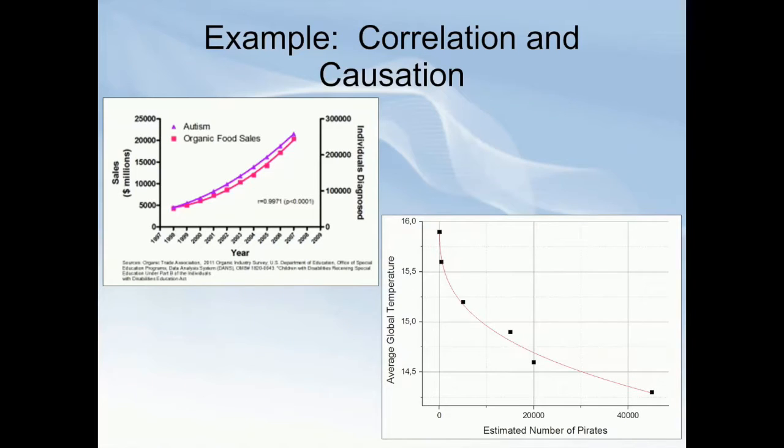The last example we'll look at is correlation and causation. Here are 2 graphs that I want you to study. In the top left, we see the sales of organic foods plotted with the diagnoses of autism cases. In the bottom right, we see the average global temperature plotted with the estimated number of pirates that exist on the planet. Do these graphs make sense to you? Can you explain them? Take a few minutes and try to explain the results. Be sure to explain your reasoning.